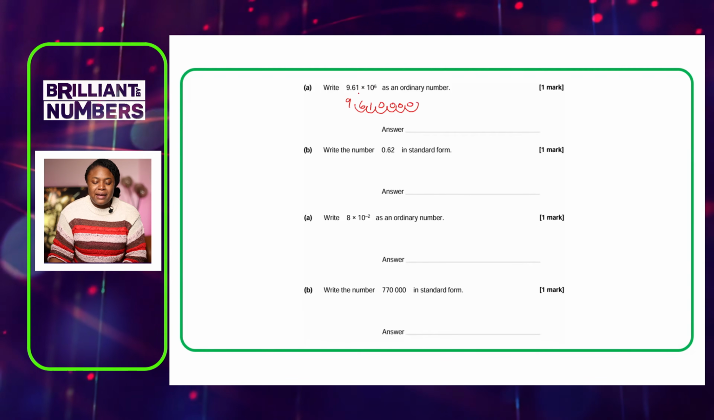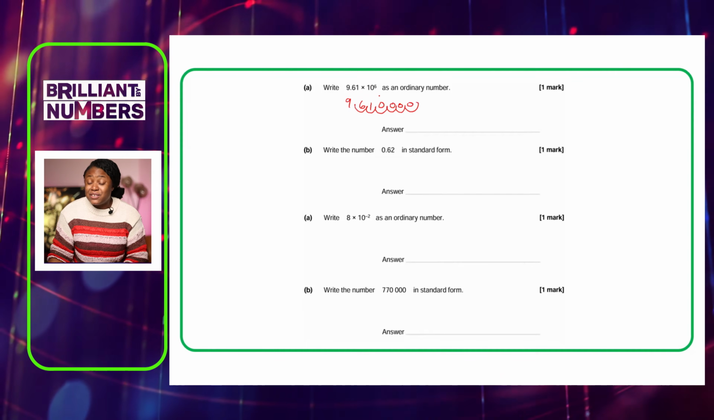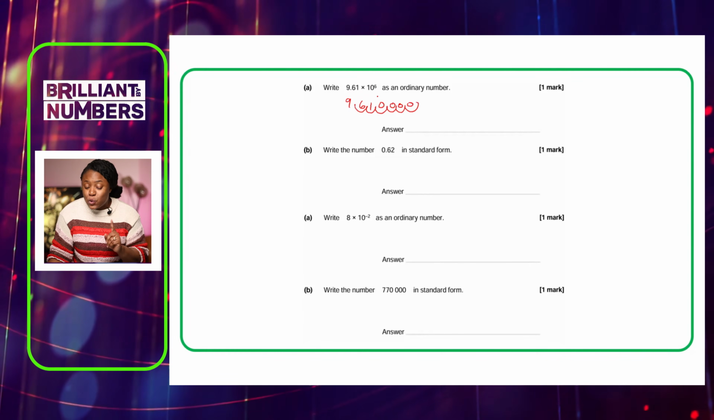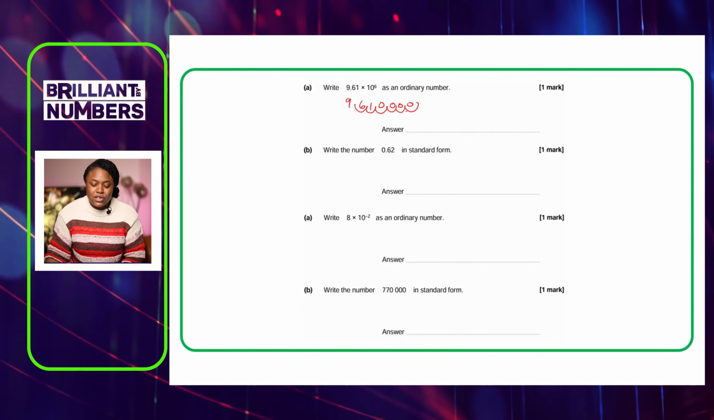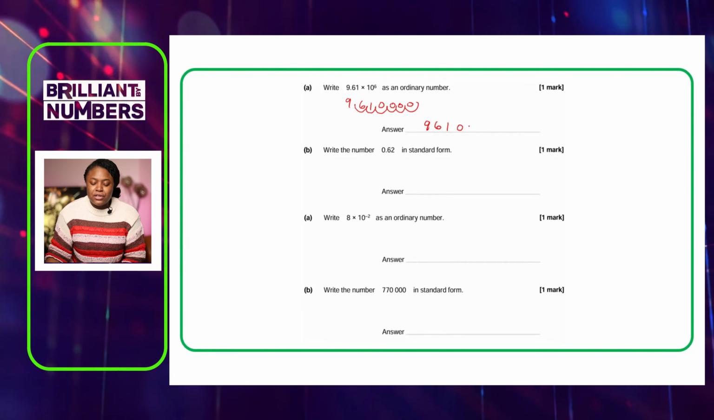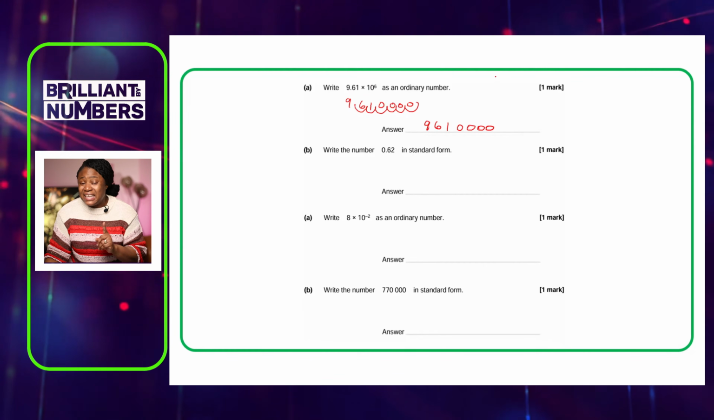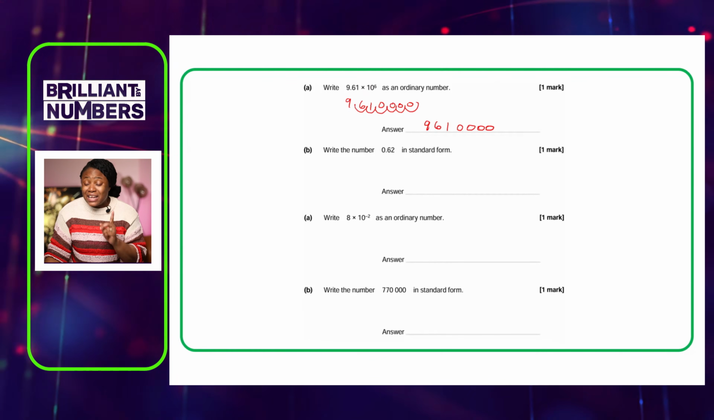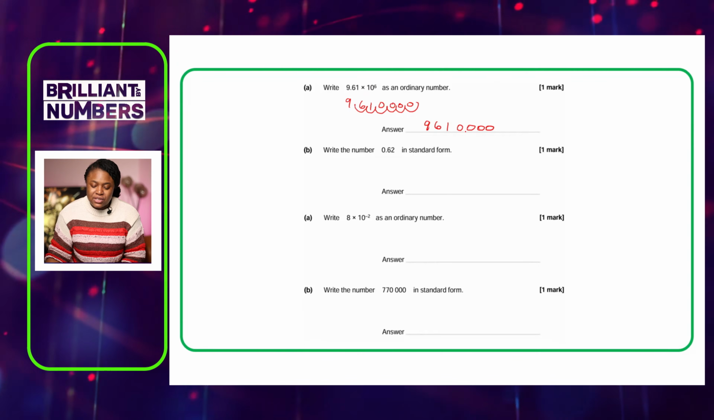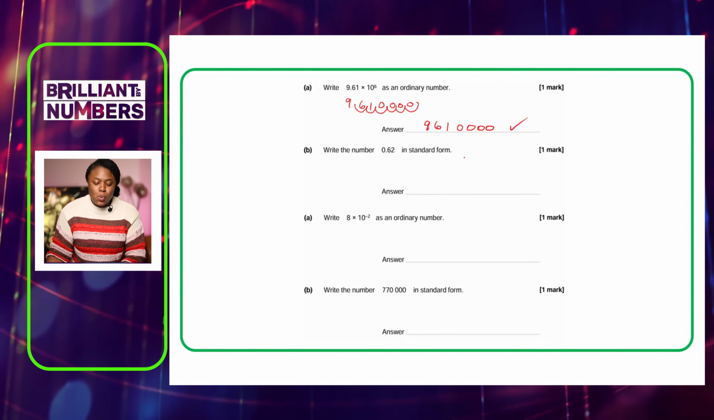You can see here, because we had 2 decimal places, moving 6 places to the right will leave us with 4 zeros in our answer. So 9, 6, 1, 1, 2, 3, 4. Make sure you count those zeros. It's very easy to leave off or add on too many zeros. So that's our answer. We tick that off for 1 mark.